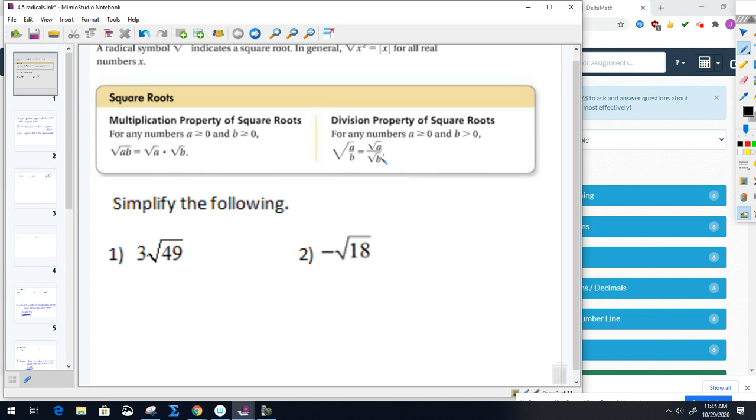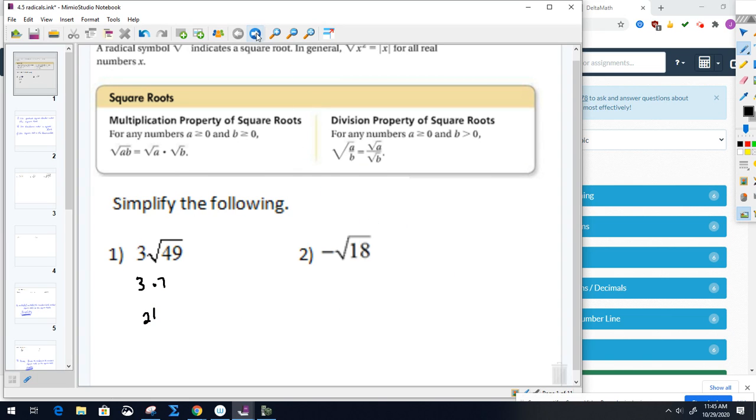I can divide two numbers that are both underneath a radical, and I just do the multiplication and the division like I normally would. As you can see in this first example, I can't multiply this 3 times 49 because the 3 is outside of a radical and the 49 is inside. So what I have to do is simplify that first. So I would have 3 and the square root of 49 is 7. So I'd have 3 times 7. The answer to that is 21.